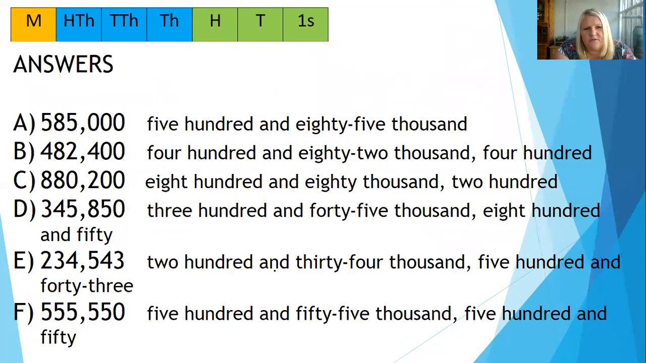All right. So answers: 585,000, 482,400, 880,200. You could say "and 400" and "and 200" if you want to, but you don't have to. 345,850, 234,000, if my face is in the way. 543, 555,750. Pause the video to go through those answers and check you're happy with them.